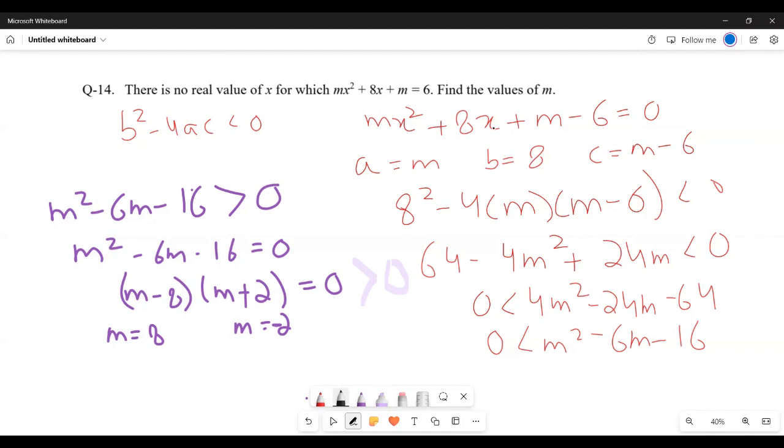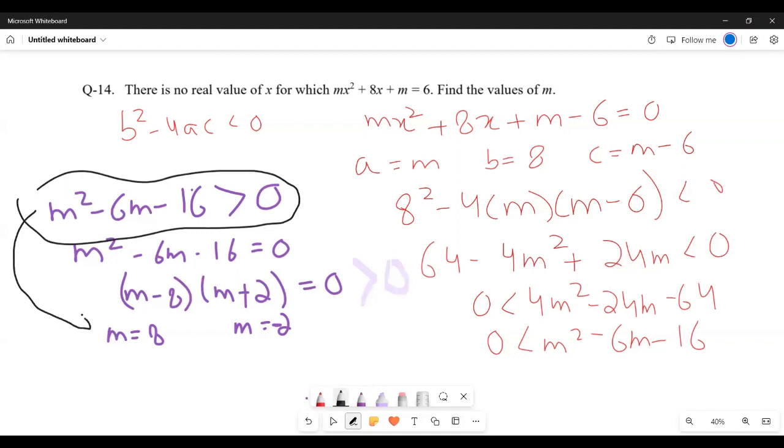Can we expand it? No, you're not going to expand it. It was already expanded here. We factorized it. We got the two roots. M is greater than 8 and then M is less than minus 2. These are the sets of values of m. Okay, that's 14. Now let's do 50.